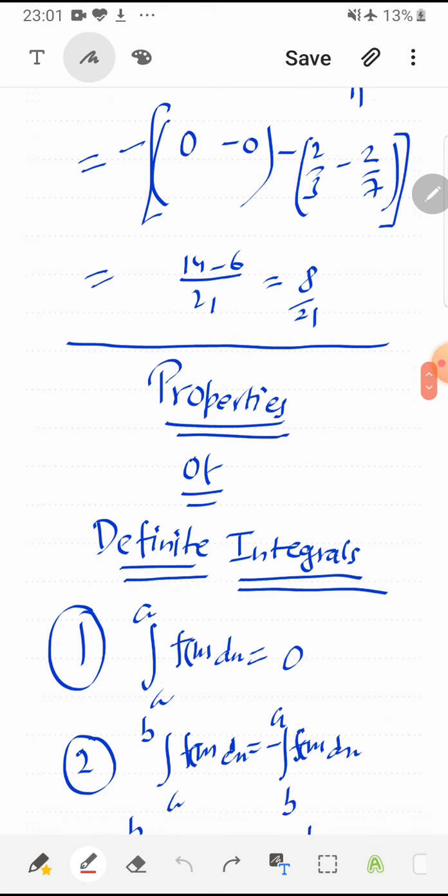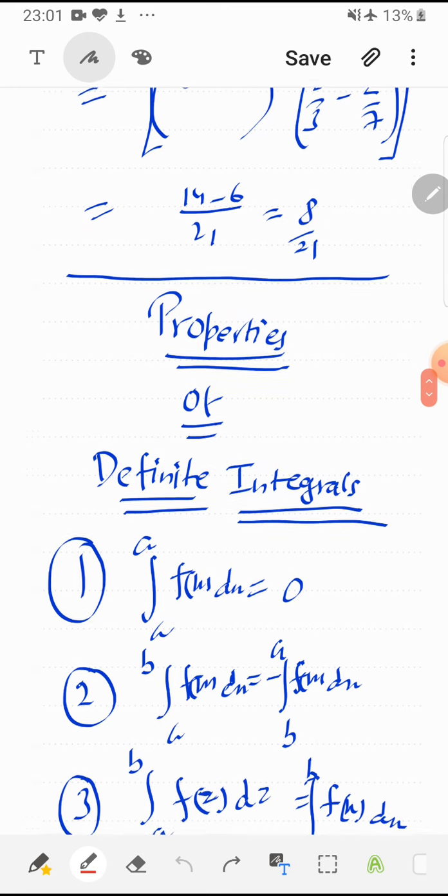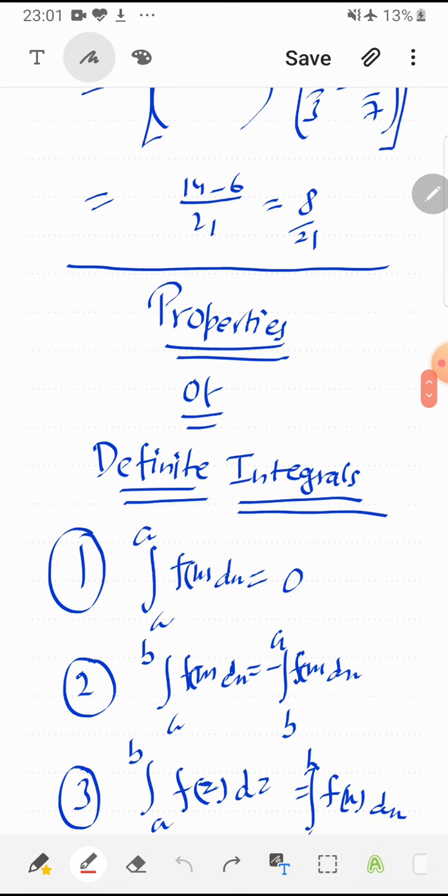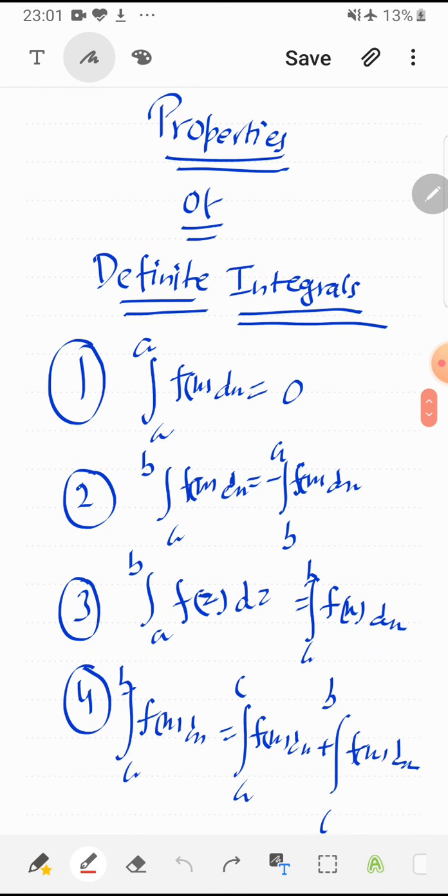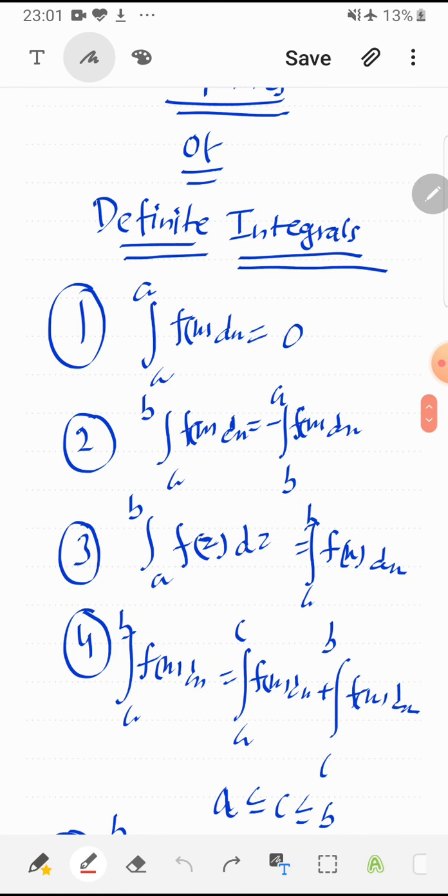So there are some properties of definite integral which make the question very easy. These are very important properties from the examination point of view. So let us discuss one by one. First is if limits are same, upper limit and lower limit, whatever function is, if the function is integrable, the result is 0. This property is very obvious.